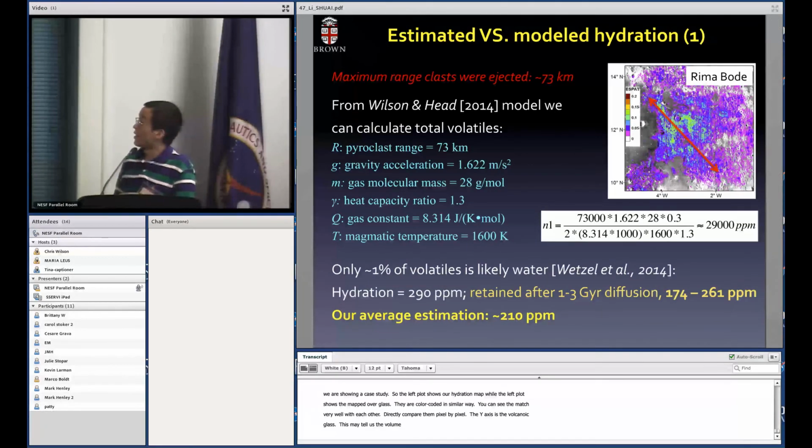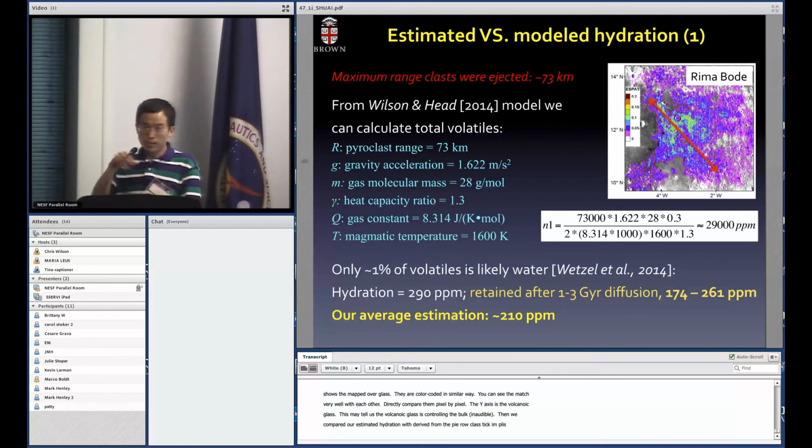Then we compare our estimated hydration with those derived from the pyroclastic emplacement model at Rimaboda. To apply this model, we needed to know the maximum range the pyroclasts were ejected. So we can measure directly from this map, it is around 73 kilometers. And we use the model exactly the same as Jim described just now, and plug those numbers into this equation. We can calculate the total volatile required to emplace those pyroclastic deposits is 29,000 ppm.